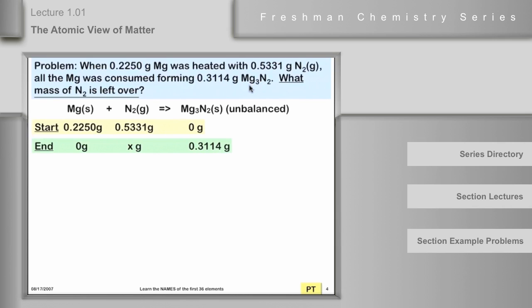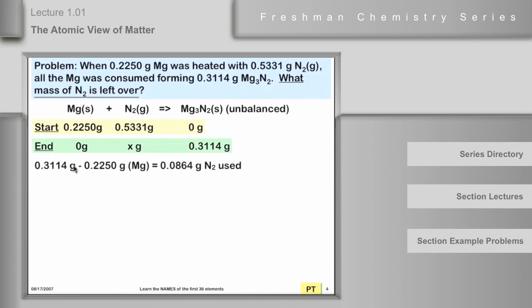Okay, now I think you can see a way into this. Let me suggest it to you. This quantity right here consists of magnesium plus dinitrogen. And we know that it contains 0.2250 grams of magnesium. We don't know how much nitrogen it contains, but it seems reasonable that if we take 0.3114 grams of the product and subtract the amount of magnesium we know to be there, the rest is going to have to be nitrogen. Okay?